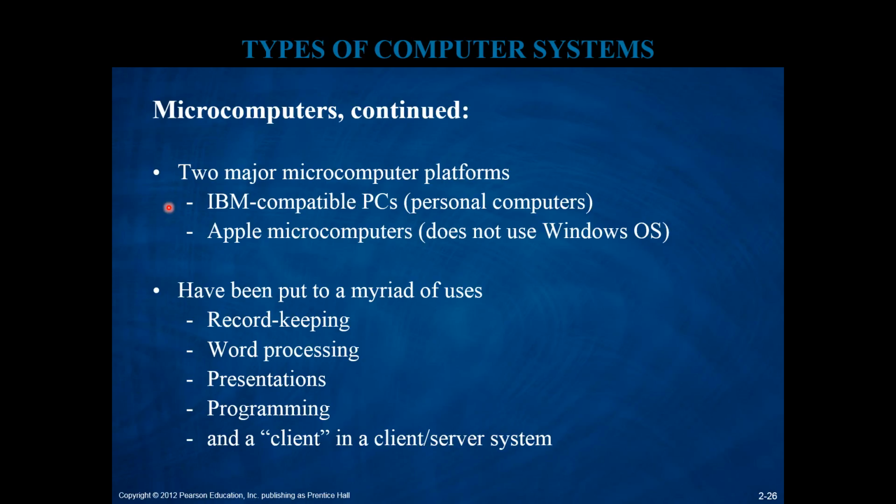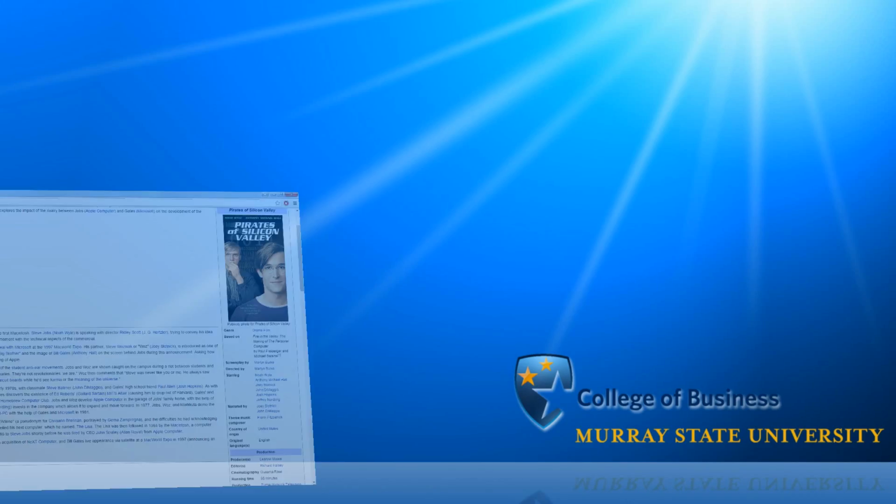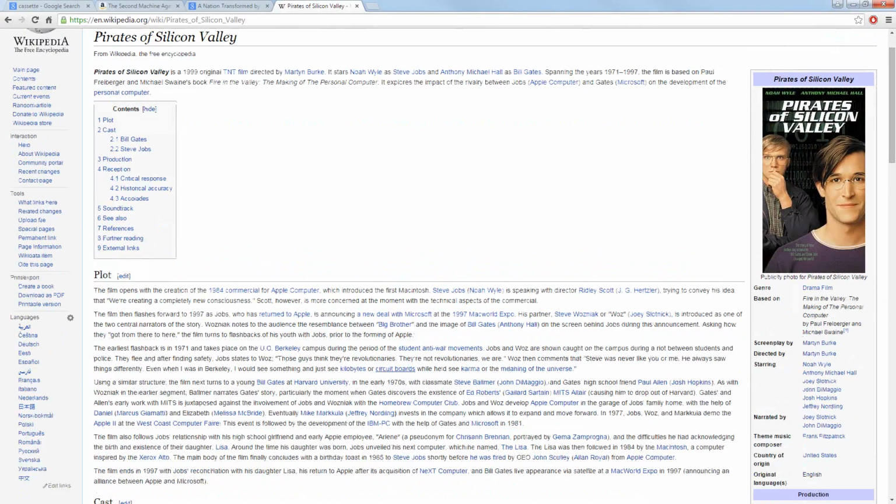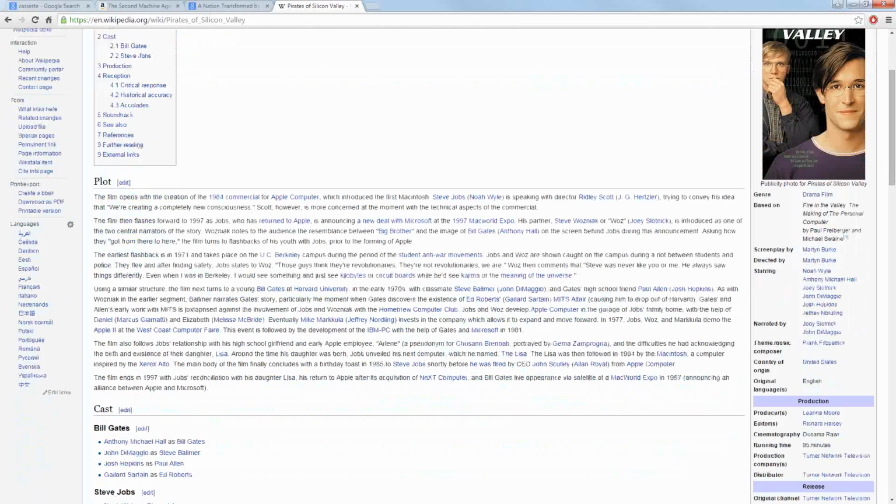It's interesting to reflect on the history here, on how those two competing platforms came into existence. Again, as I told you before, if you really want to find out more about the history of microcomputers, watch this movie, Pirates of the Silicon Valley. In this movie, they talk first of all, from the Microsoft side, about Paul Allen, one of the school friends of Bill Gates.